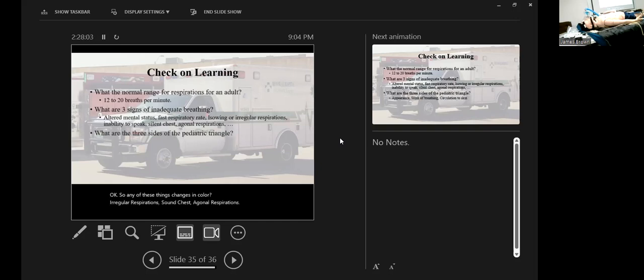What are the three sides of the pediatric chart? Appearance, skin color, work of breathing. Right. And what are the three common drugs used in albuterol?